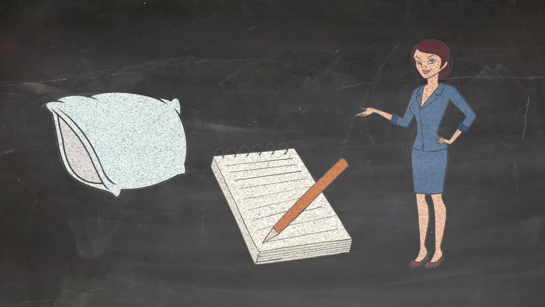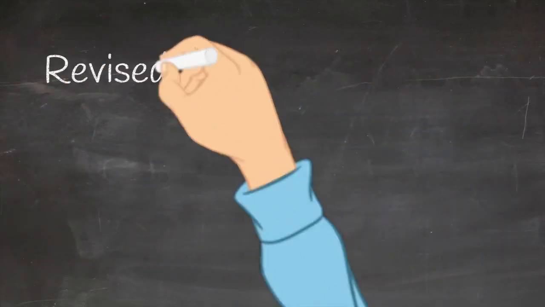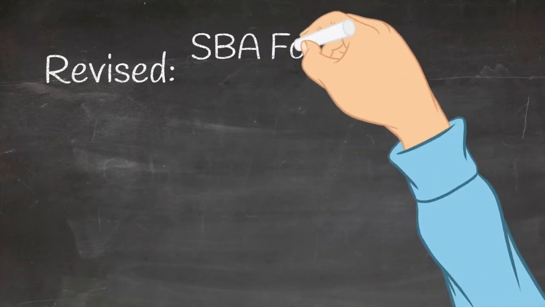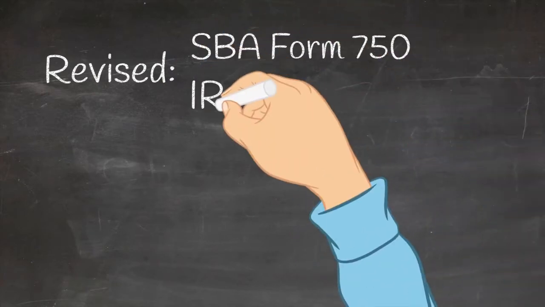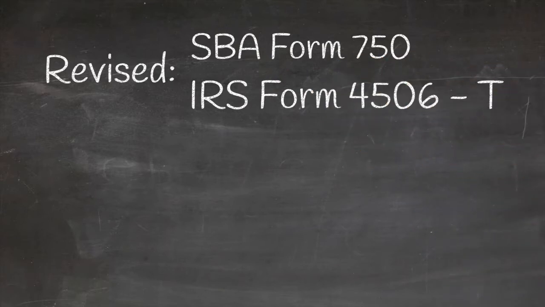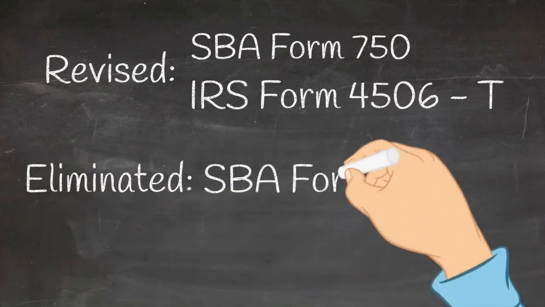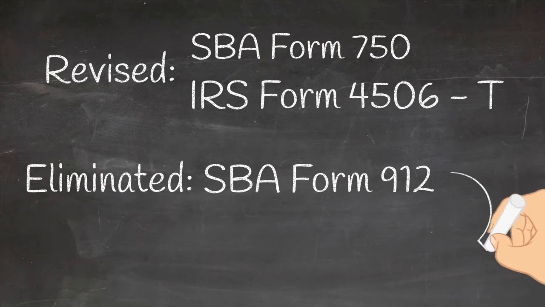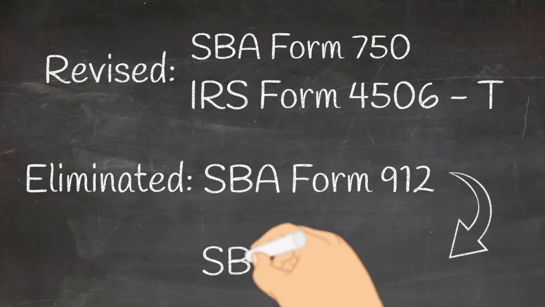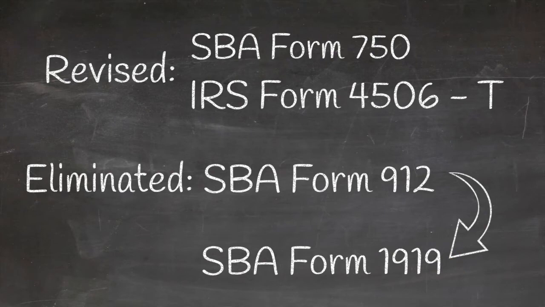Of note, this new SOP includes revisions to the SBA Form 750, the Loan Guarantee Agreement or Deferred Participation, IRS Form 4506T, the Request for Transcript of Tax Return, and eliminates SBA Form 912, the Statement of Personal History, as it is used in connection with 7A SBA Form 1919, the Borrower Information Form.